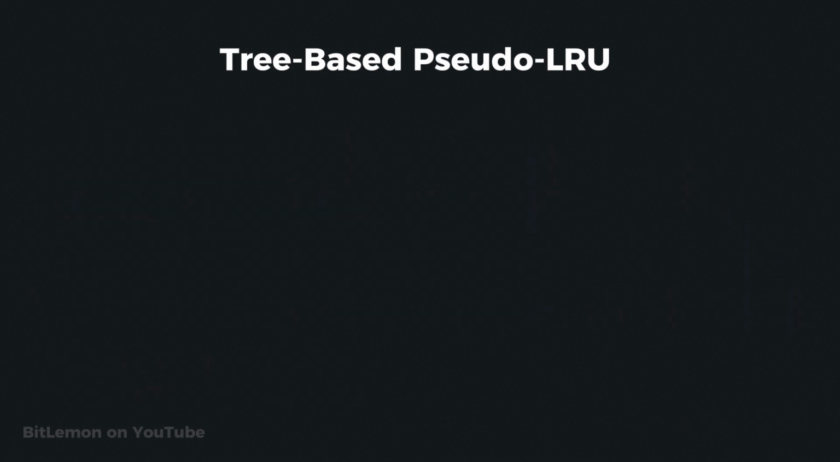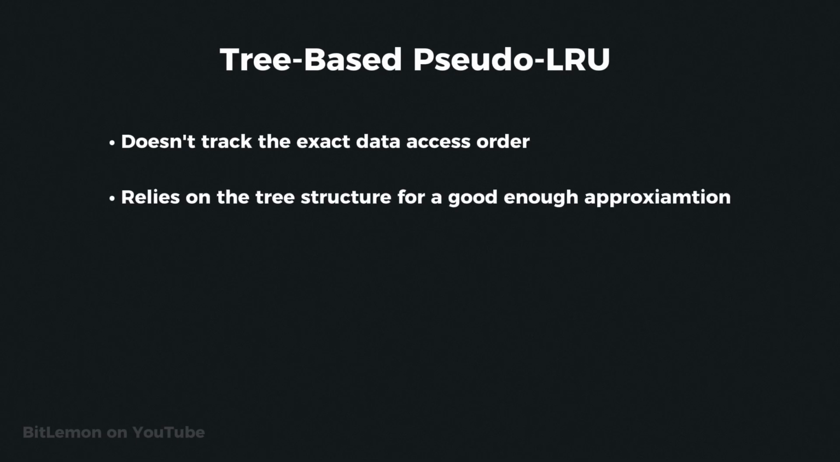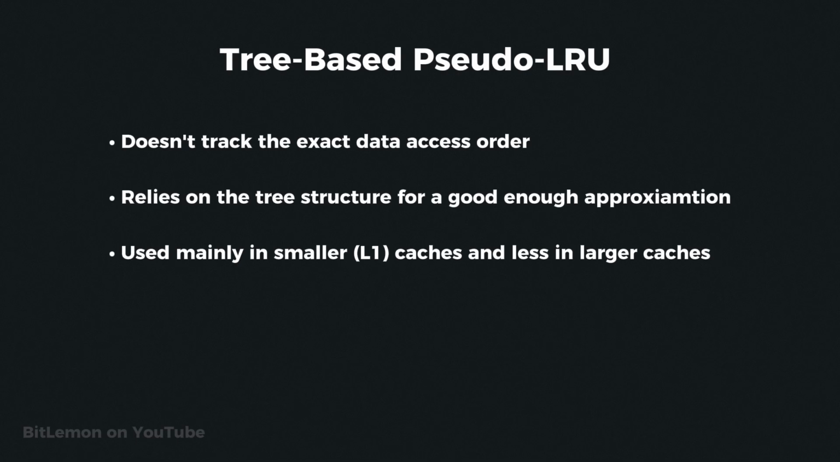The number of bits required for a 4-way cache is 3, which is lower than the 5 bits needed for each set in the full LRU implementation. In general, the number of bits required for a tree-based pseudo-LRU is the number of ways minus 1 for each set in the cache. This algorithm provides an approximation of LRU because it doesn't track the exact order of all cache line accesses. Instead, it relies on the tree structure to give a good enough approximation. The pseudo-LRU replacement policy is used in many L1 caches in modern CPUs and much less frequently in larger caches.